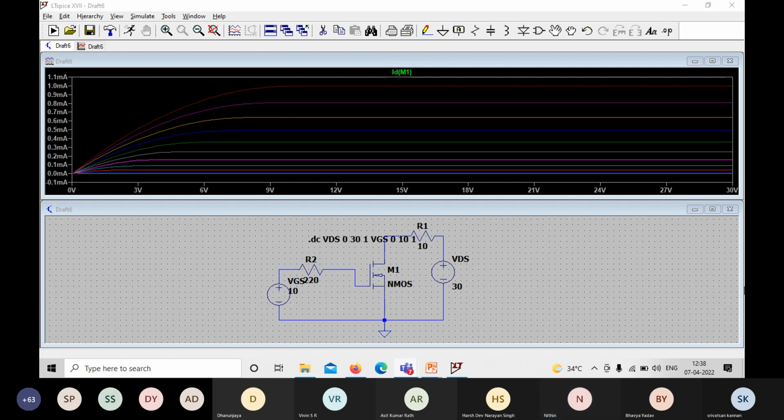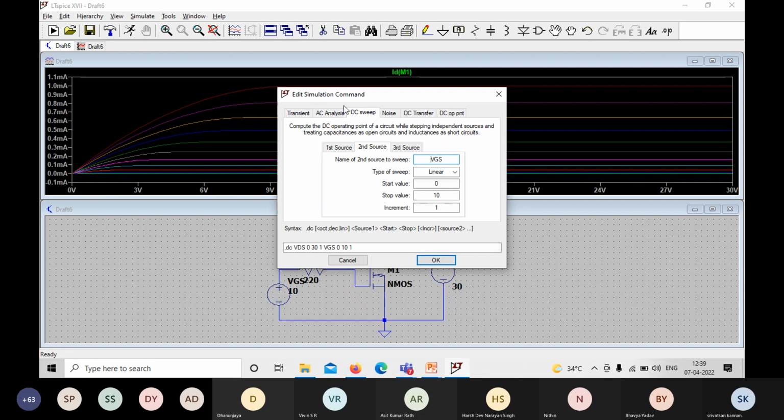Sir, can you run it once again? Can you show the run part once again? How to run? Go to DC sweep. First source is VDS. This is for drain characteristics. So we are going to vary the drain voltage from 0 to 30 volt in steps of 1 volt, and we are going to keep the VGS constant. VGS constant means 0 to 10 volt in steps of 1. So for first, the response will be plotted for 0 volt.